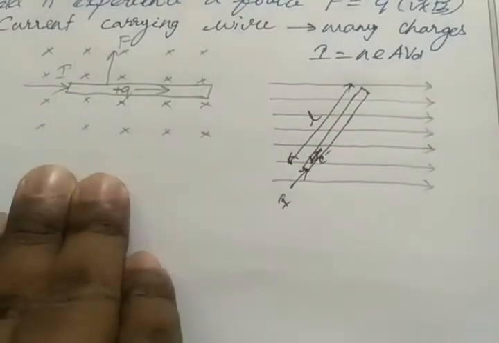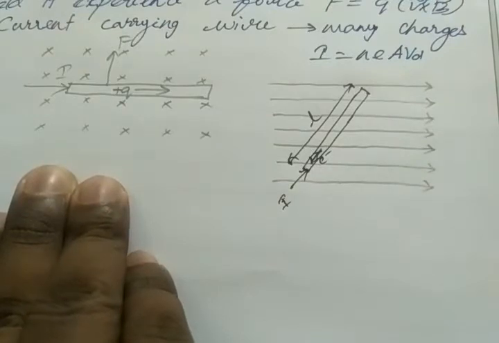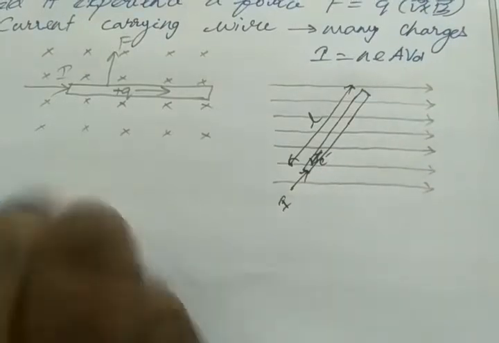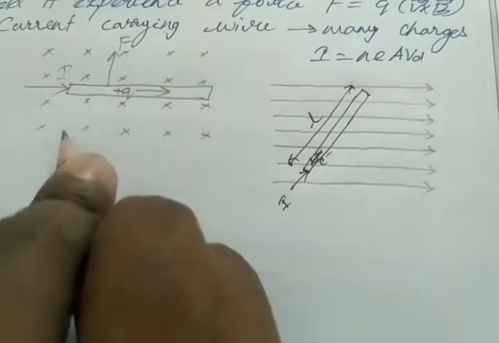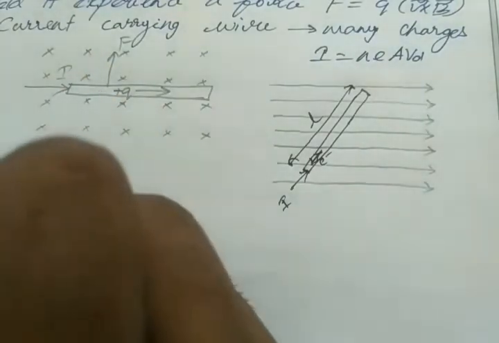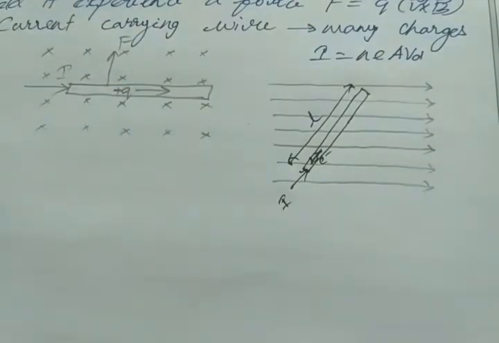Because by applying this right hand palm rule, we only consider positive charge. If it is a negative charge, then the force will be downwards. So we take positive charge for reference. Here also we take the reference as positive charge.